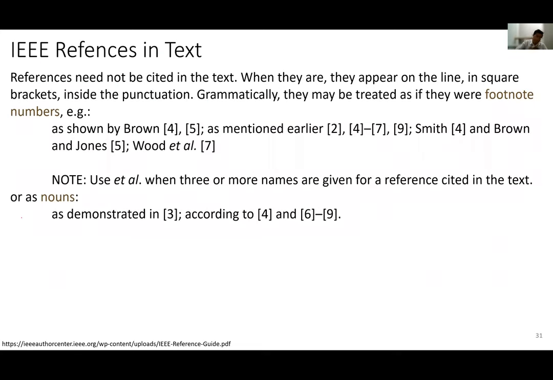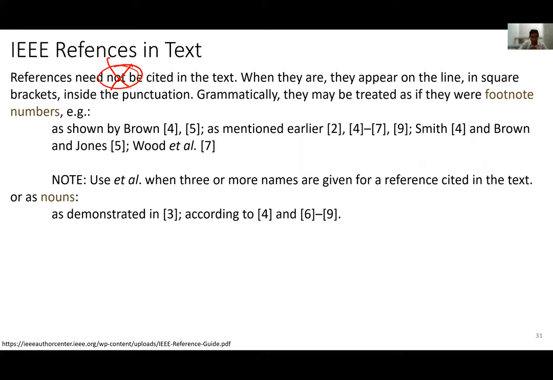Okay, so now if you look at the IEEE's instructions on references, they say they need not be cited in text. Please don't do this. Whenever you have a reference, it must be cited in the text. So do not take this IEEE instruction. It's not practiced by others.